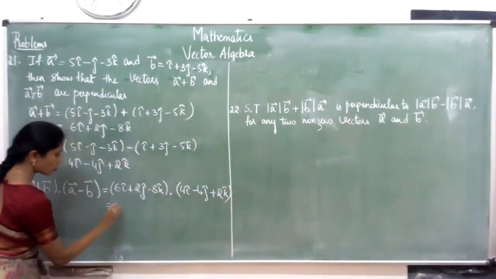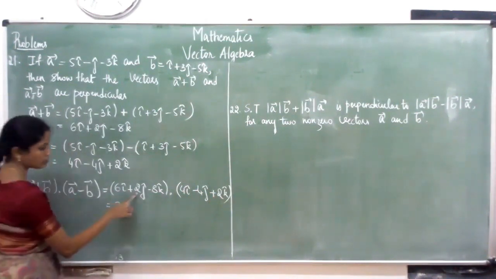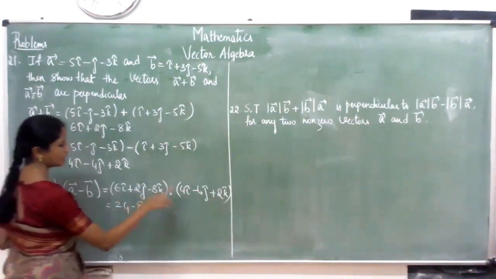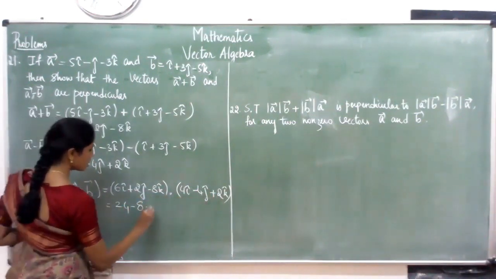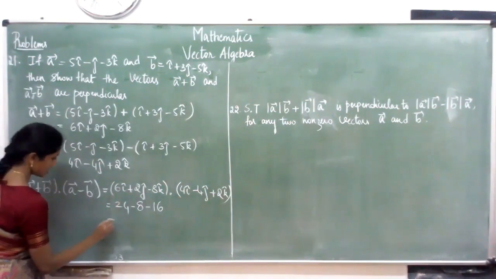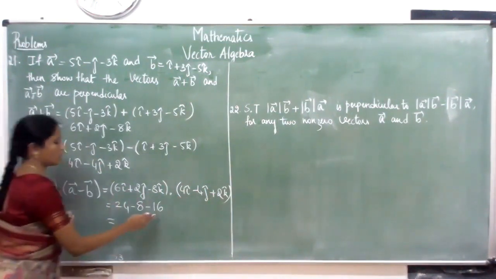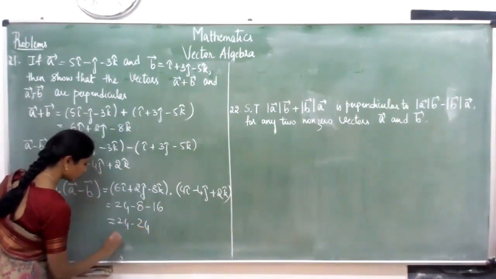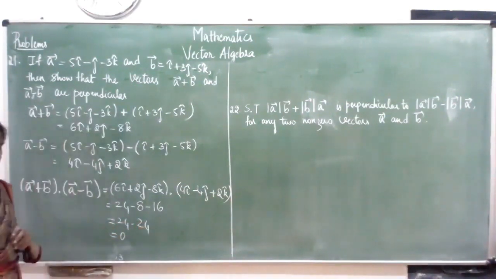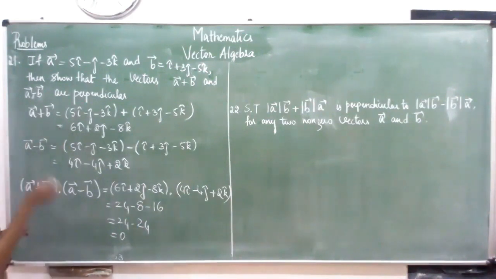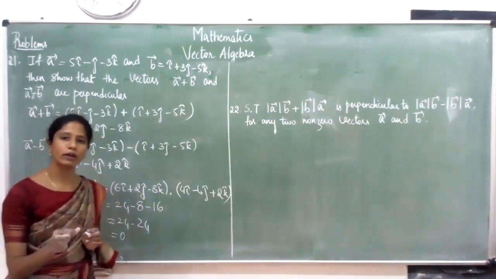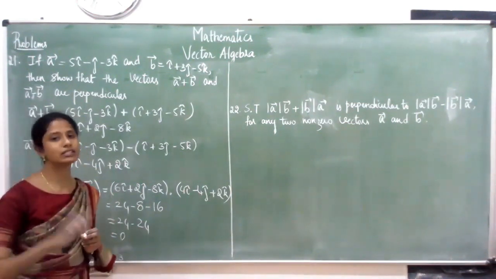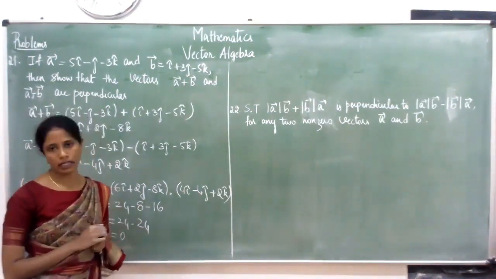6 into 4, that is 24. Then plus 2 into minus 4, that is minus 8. Minus 8 into plus 2, that is minus 16. So minus 16 minus 8 is minus 24. So 24 minus 24, which is equal to 0. So we have proved that vector A plus vector B dot vector A minus vector B is equal to 0. Hence these two vectors are perpendicular.